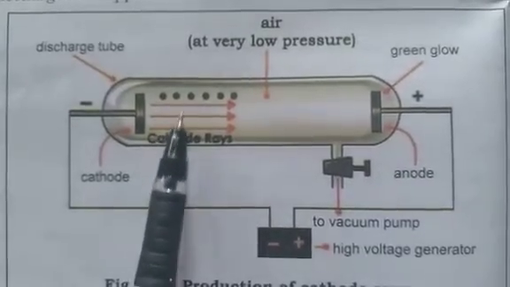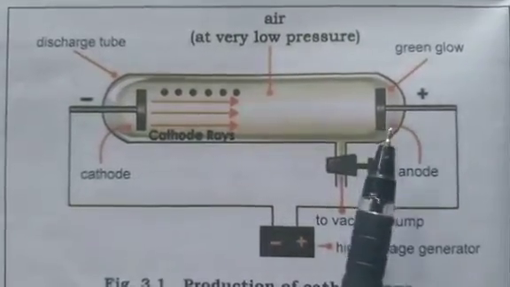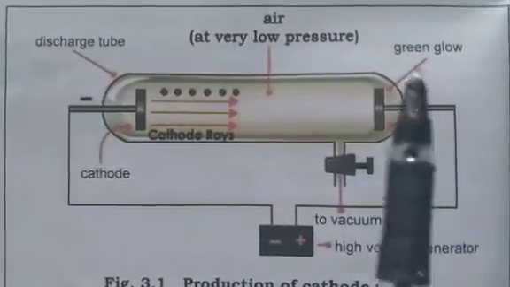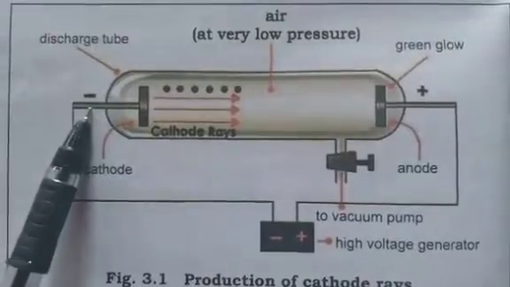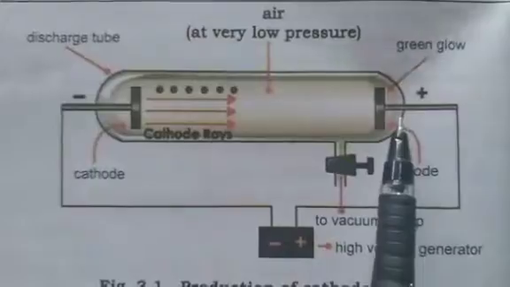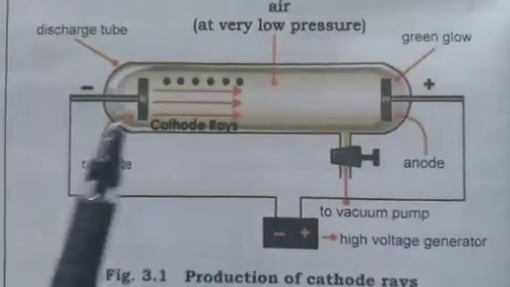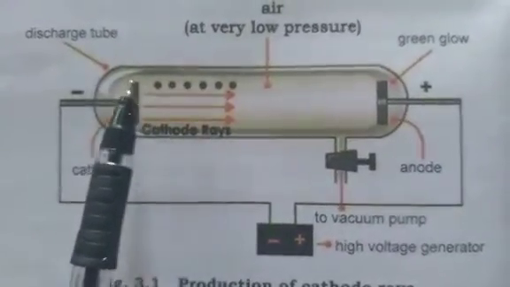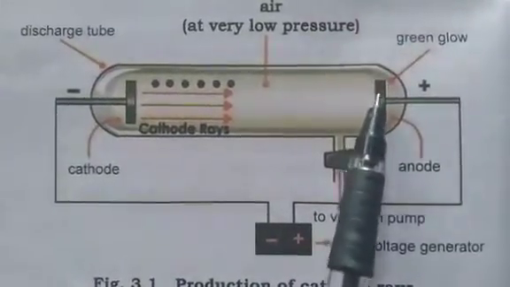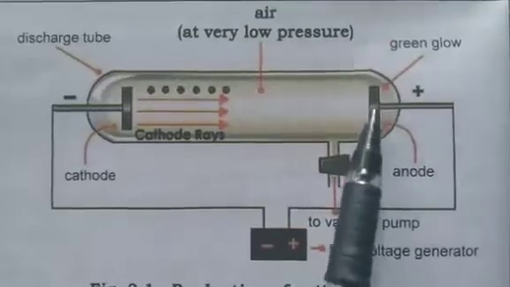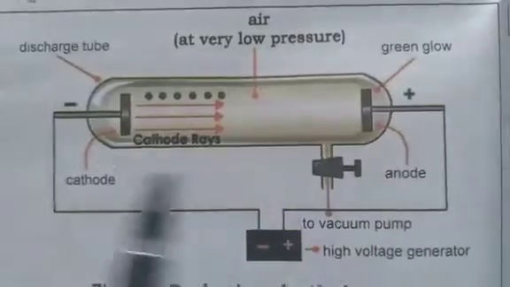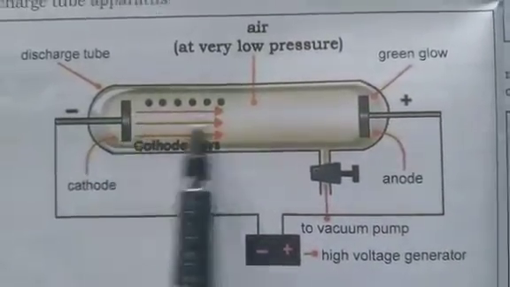And if you connect a plate of the discharge tube to the positive source, then that plate is called the anode. If this side is cathode, this side becomes anode. The cathode rays emitted from the cathode region move to this anode region, and cause this platinum metal electrode to glow in a greenish color. So here it shows the movement of particles, right?